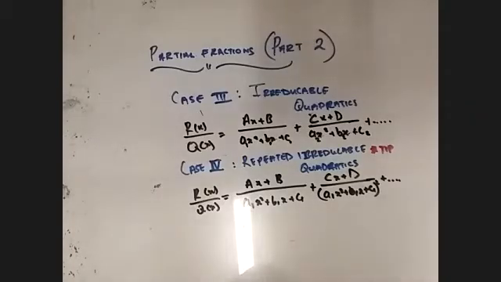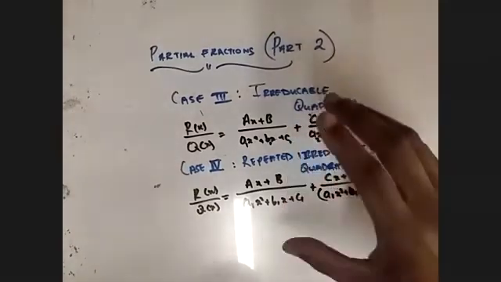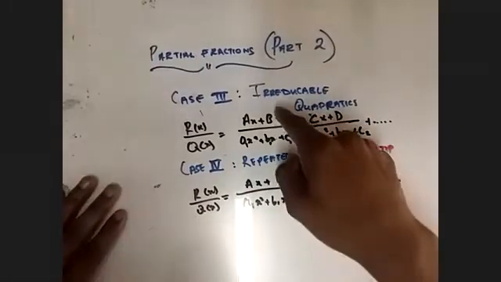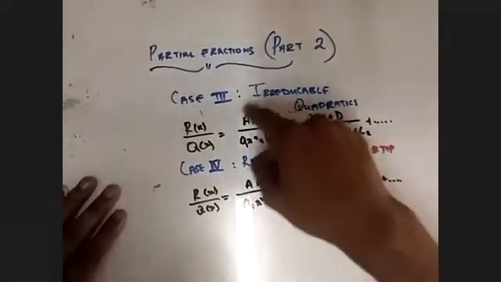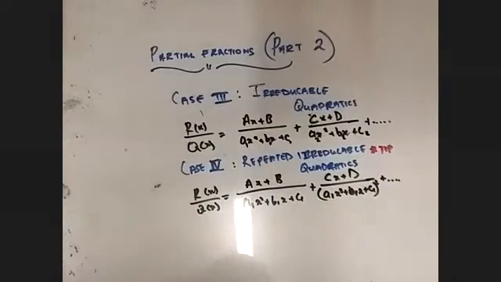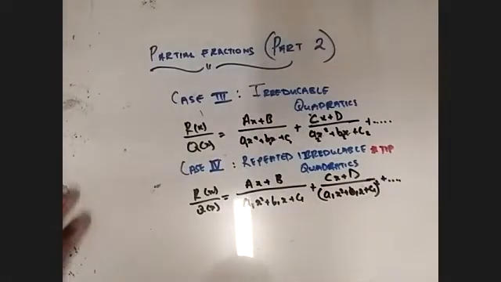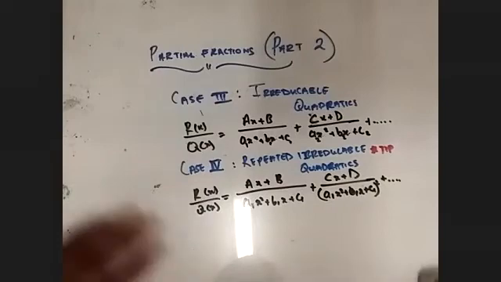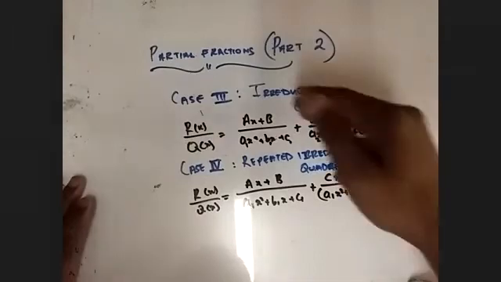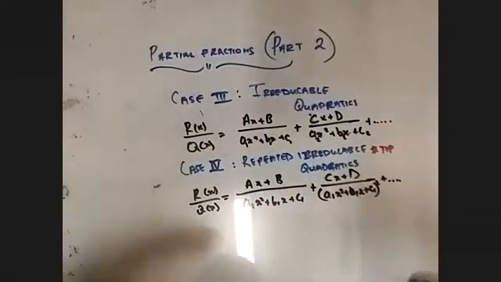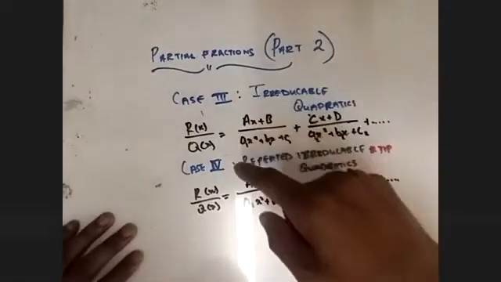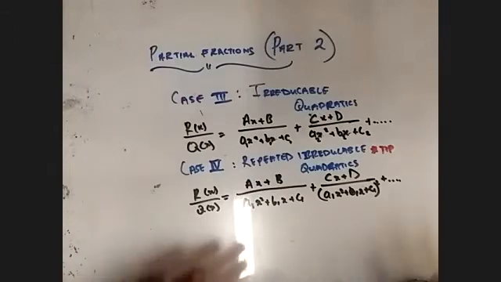Now, I want you to look at the most important difference between the first part and the second part. In the first part, we only wrote constants as our numerators. In this case, we are writing linear factors as our numerators. So it is very important for you to understand the difference between the two. When we work with quadratics, we work with something like this, and when we work with linear factors, we are working with constants as numerators. But we're still going to do examples.